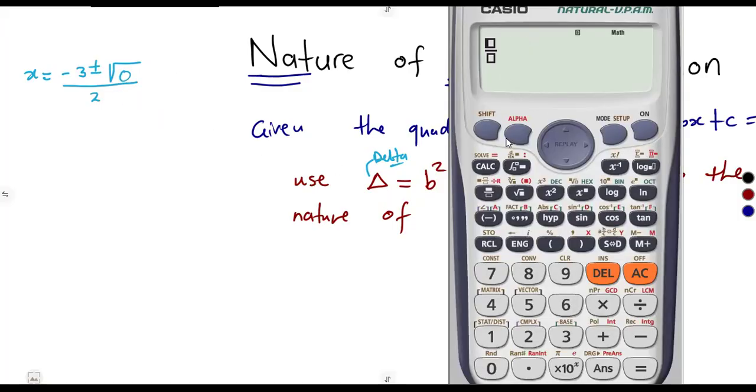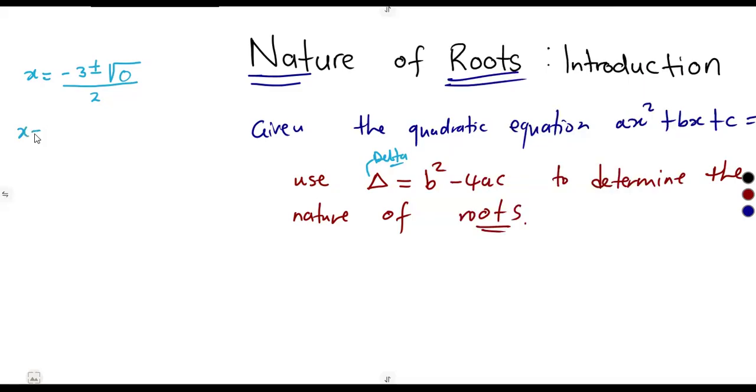You substitute that, okay? You go to your calculator, -3 plus the square root. You put a 0 like this over 2. I want you to see what's going to happen. You are going to obtain -3 over 2. So x is equal to -3 over 2, or you know that it's a quadratic equation.